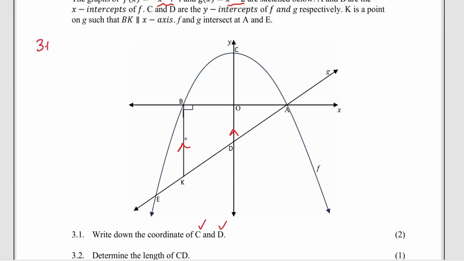Where is C? C is the y-intercept. So meaning that C is going to be 0 for x, and this 4 for y. Okay, we don't need to calculate that. It's automatic. Okay, then coordinates of D. D is the y-intercept of the graph, which is represented by this negative 2. So 0 and negative 2.